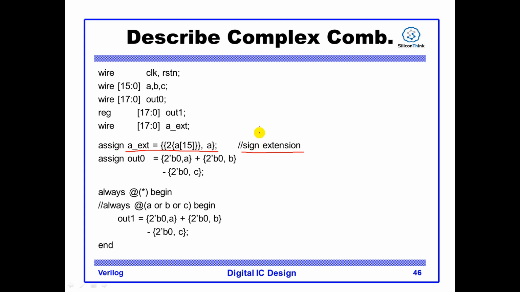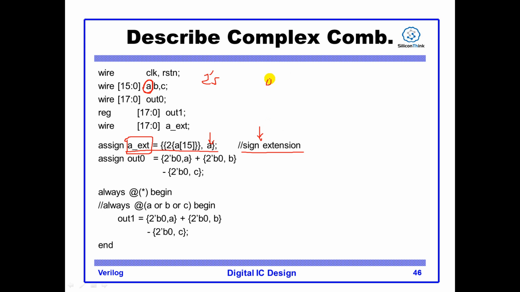What is sign extension? That is, you want to extend the sign bit of a signed value. If the designer thinks A is a signed value, that is in the two's complement format, then bit 15 is the sign bit of this value, and you want to extend the sign bit and keep the value represented by this variable and the original variable the same. So this is called sign extension.